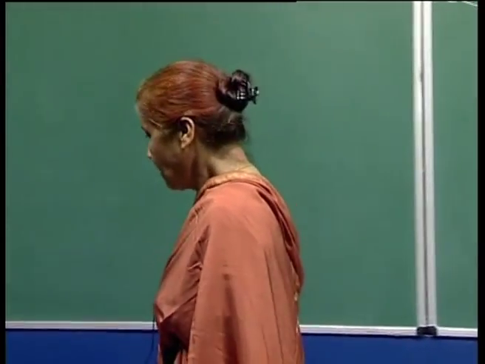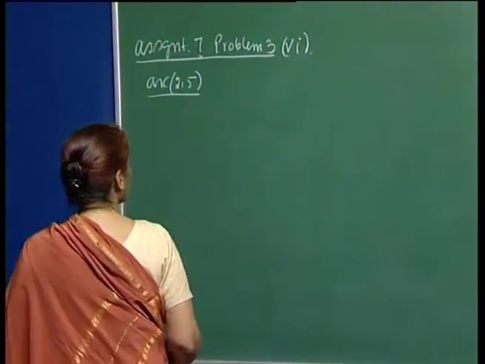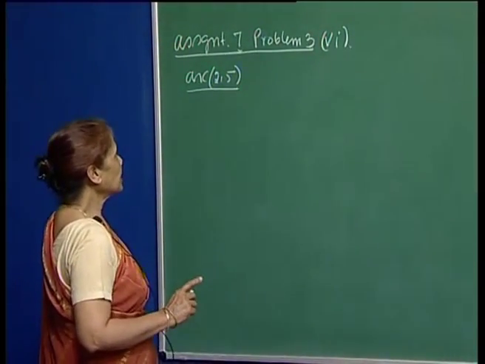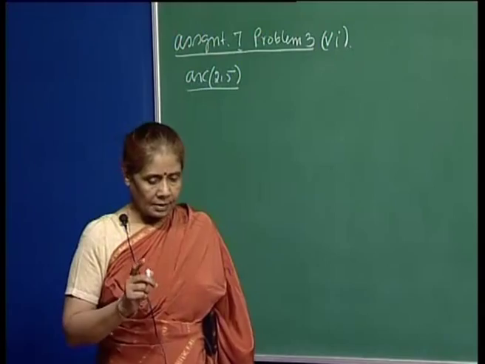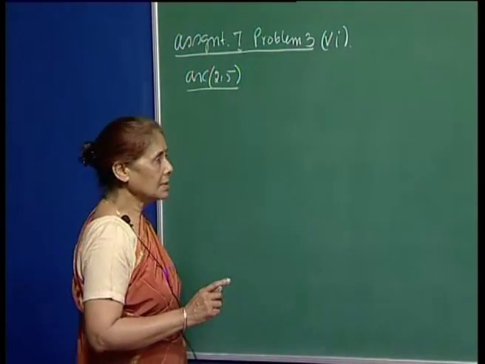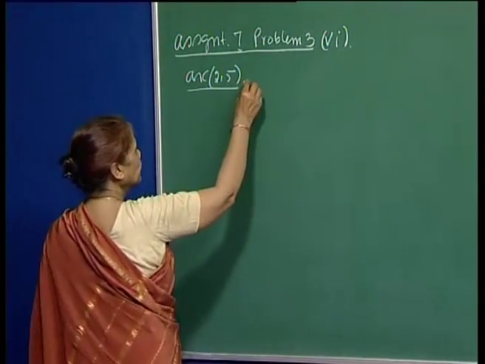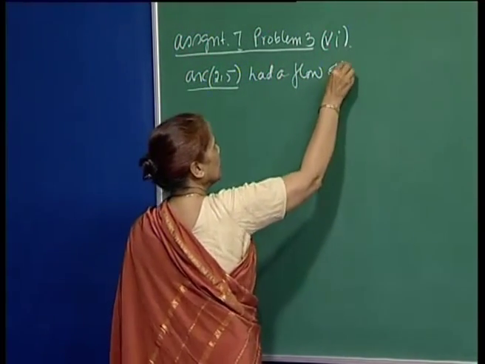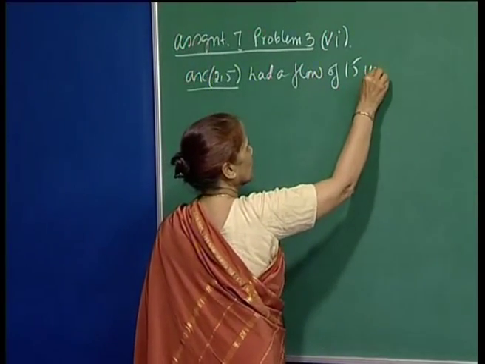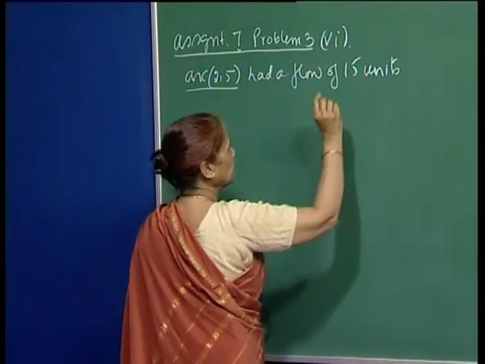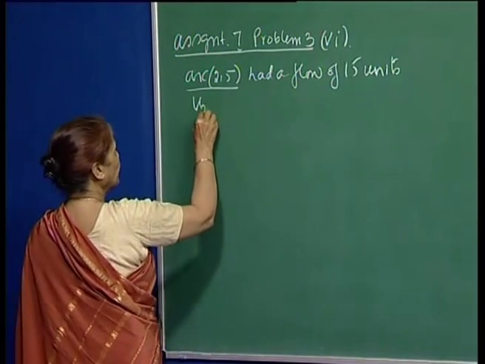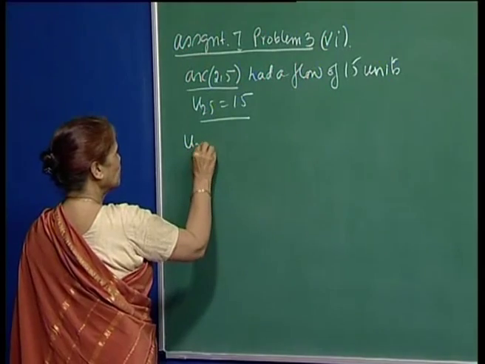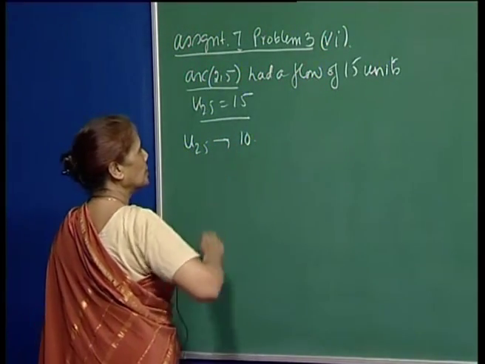Let me revisit assignment 7 just for a moment. I discussed it in the last lecture, and in problem 3 part 6 I had asked you to consider the case when the capacity is reduced. So, R25 had a flow of 15 units in the optimal solution, and U25 was also given to be 15. Suppose I want to make U25 go down to 10 units.